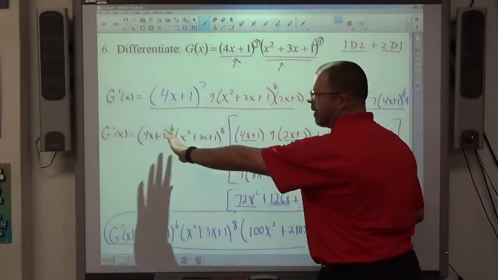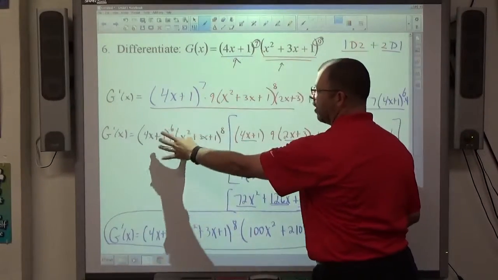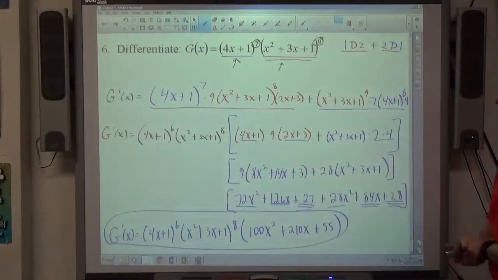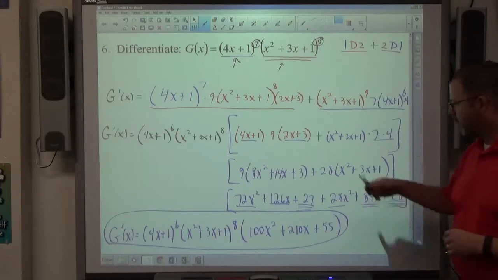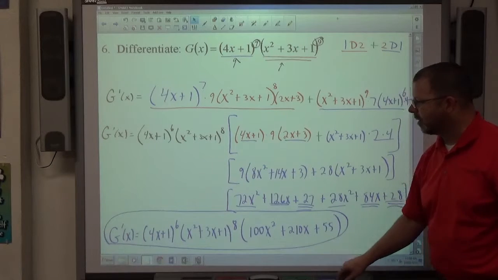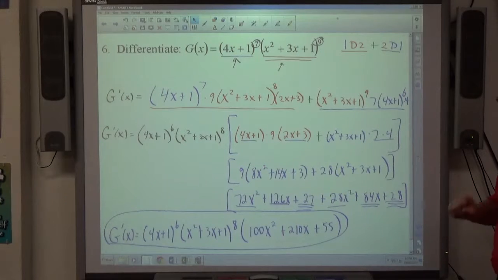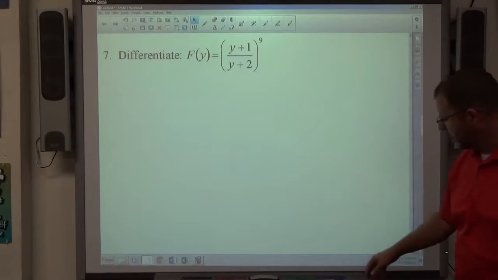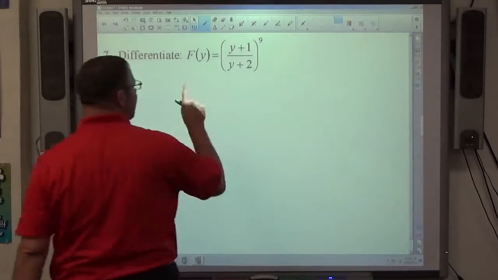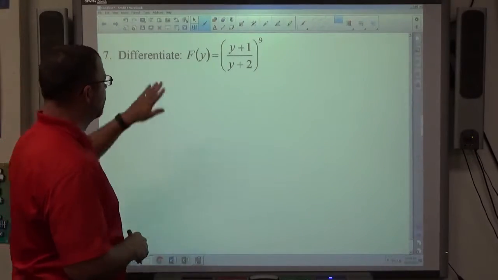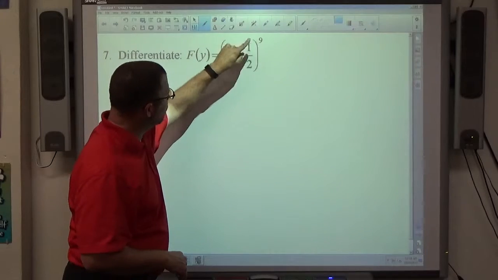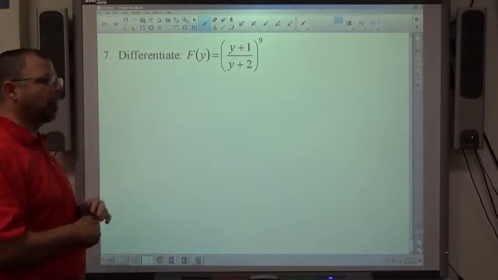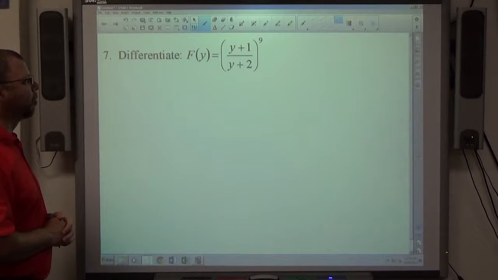Again, once you take out these powers, one less power than both of those, you should be left with a pretty basic multiplication of polynomials, addition of polynomials type problem here that is going to simplify down as much as possible. Number 7, we have a quotient inside a power structure. So f(y) is an object raised to a power, so the overall structure of this problem is a power function. So we're going to do the power rule to differentiate.